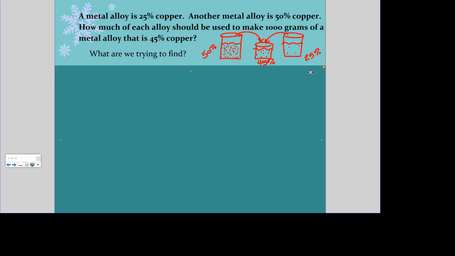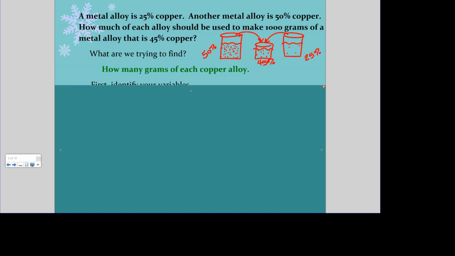So let's come back to the metal alloy, copper alloy problem. What are we trying to find? Here the question says, how much of each alloy should be used to make the 1,000 grams. So we're looking for how much of each alloy. How many grams is that? How much part of each alloy is what we're looking for.